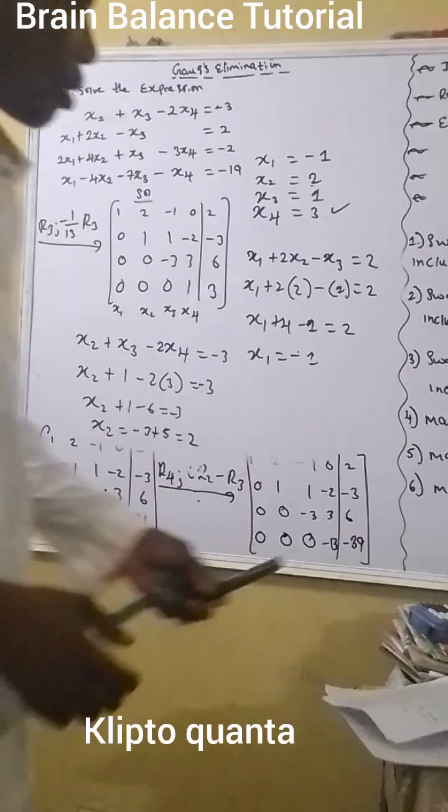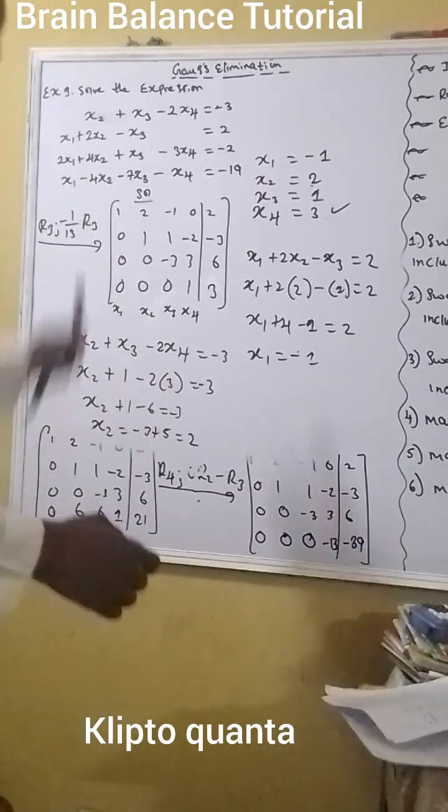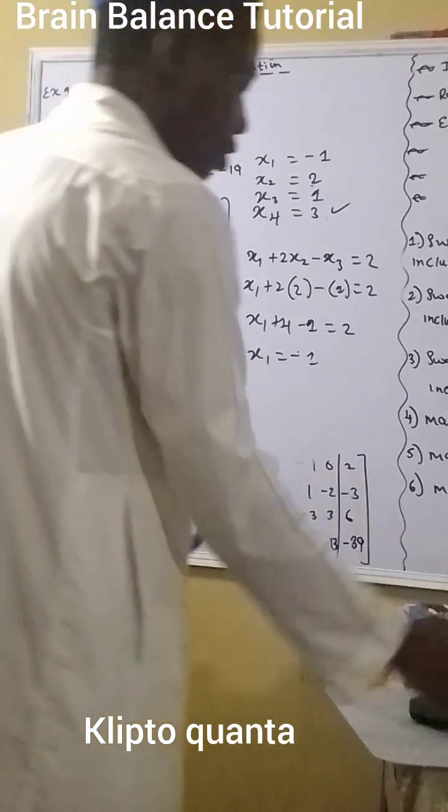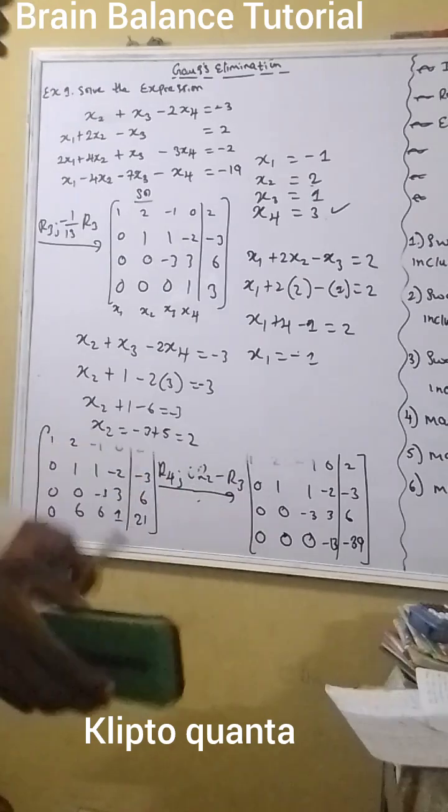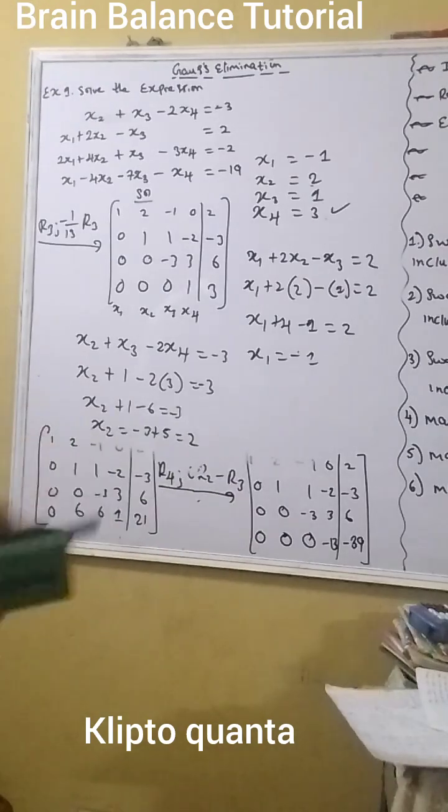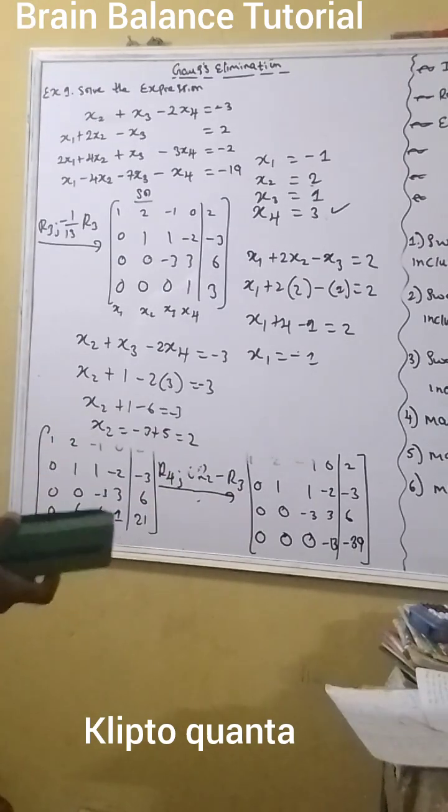So that is how this works, which is the Gaussian elimination method. So you can actually use it to express one or two much more important systems.